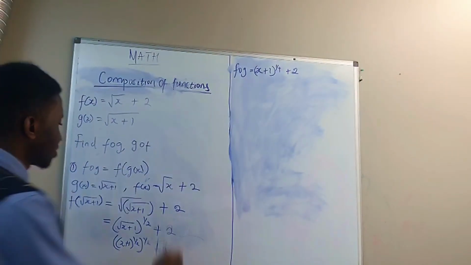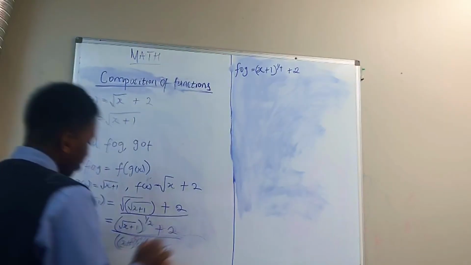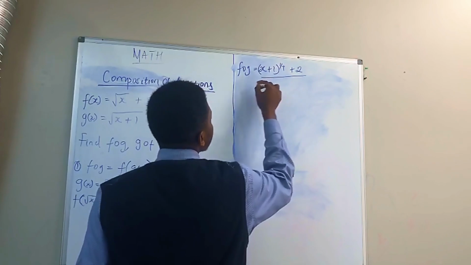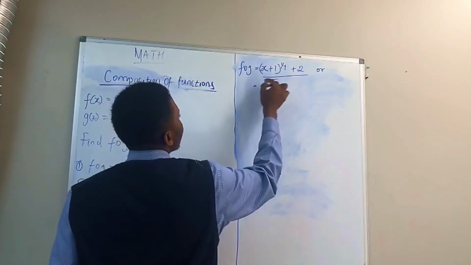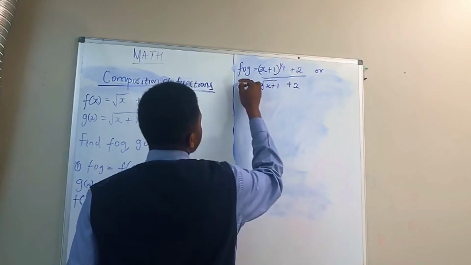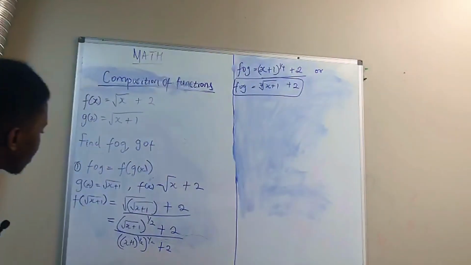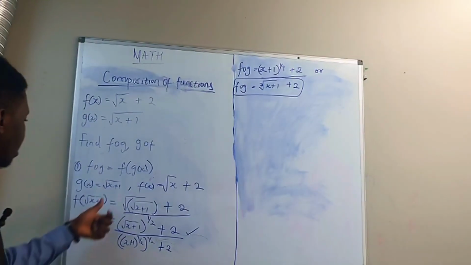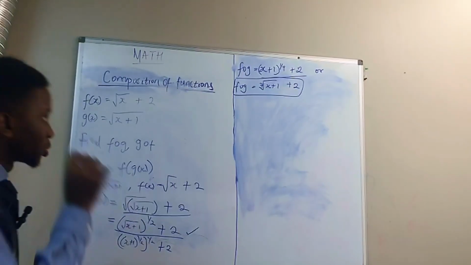You could write the answer as this. Or you could write the answer as the same thing as the fourth root of x plus 1, plus 2. So any way you choose your answer to be, you will be correct. But the best way to write your answer, if you ask me, would be this: root x plus 1, that's our g of x, to the half, plus 2. So that'll be the best way to write your answer.